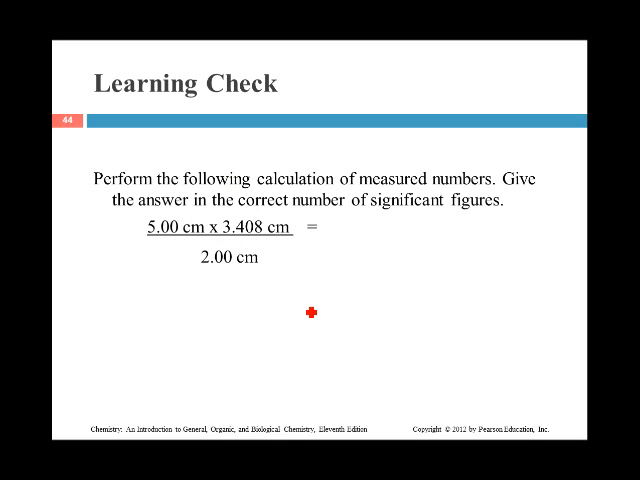Alright, I'll give you a second to put this into your calculator. You should come out to be 8.52 centimeters. We have 3 significant figures here, 4 significant figures here, and 3 here. There are trailing zeros here, but we have decimals, so they count. We have trailing zeros here, but we have a decimal, so they count. No trailing or leading zeros here, so all of them count. We want all 3 of these numbers in our answer.